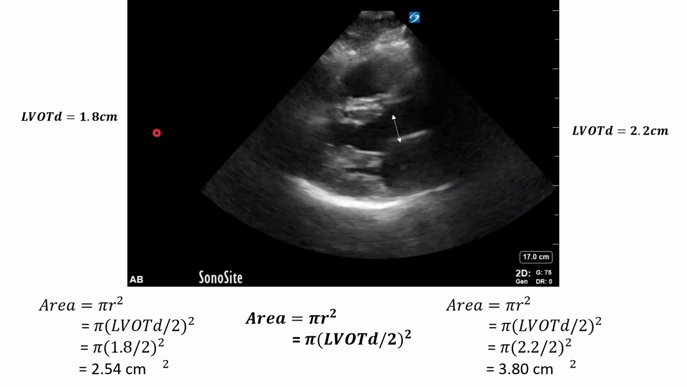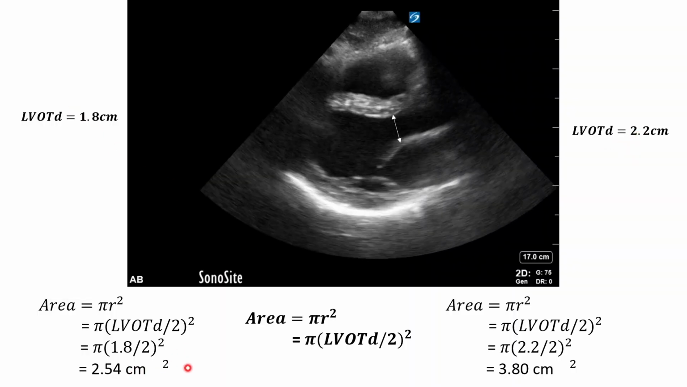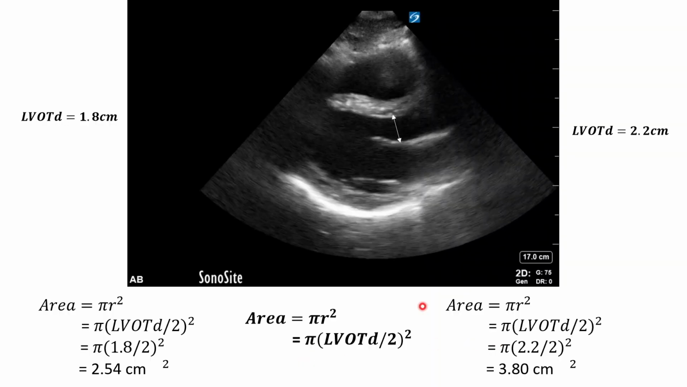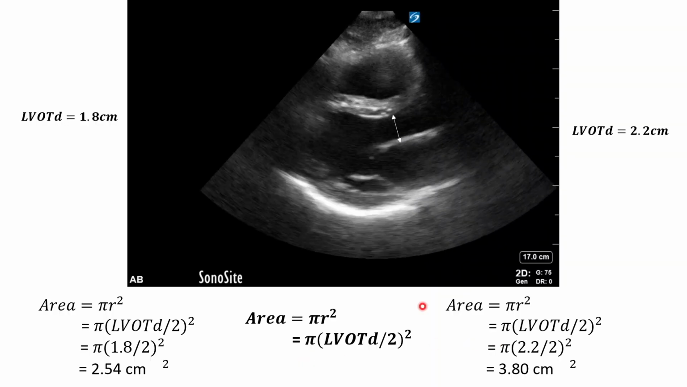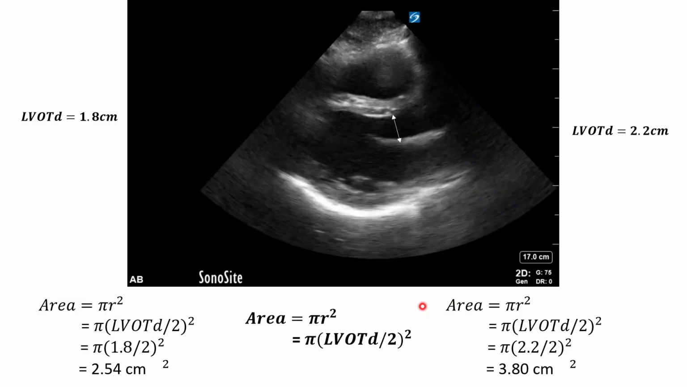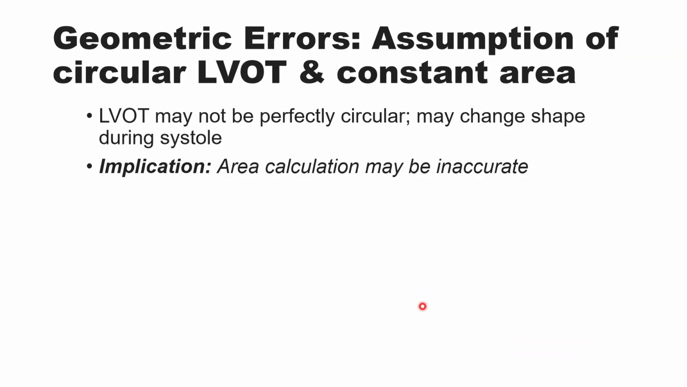Even if there is a small bit of difference in the diameter, we are getting a massive difference in the stroke volume. So we need to be very careful that we measure the LVOT VTI carefully at least 3 times and then take the average. That will give us a relatively better idea of the actual stroke volume and cardiac output of a patient.